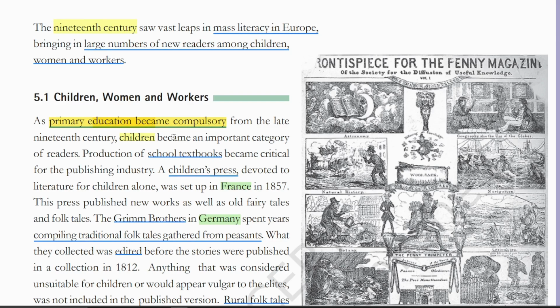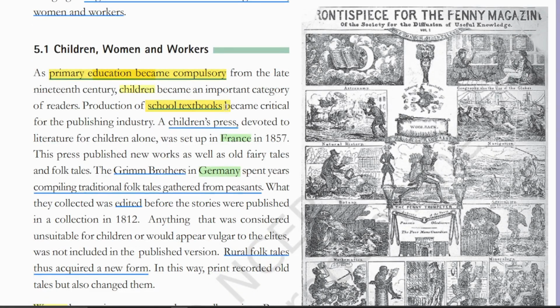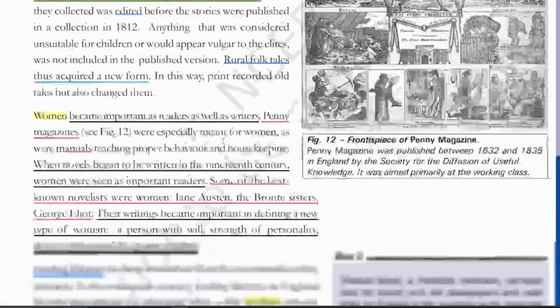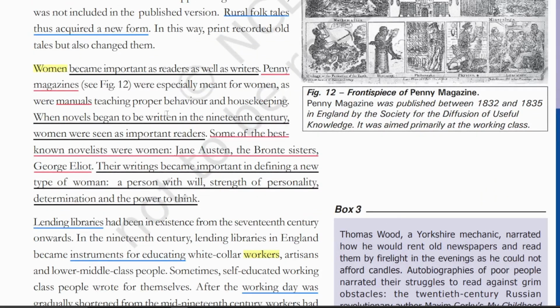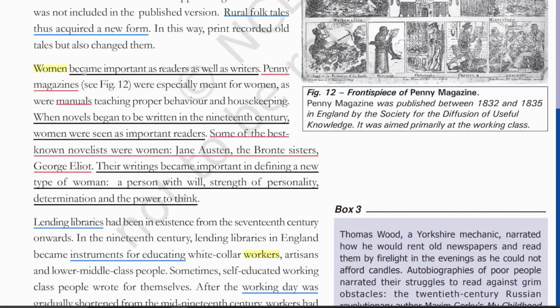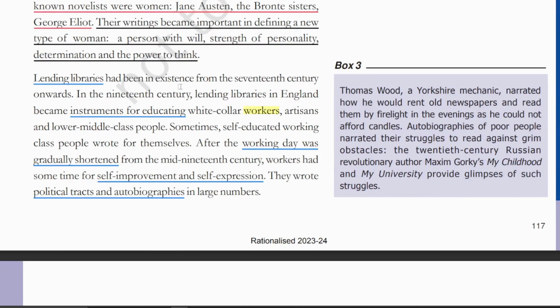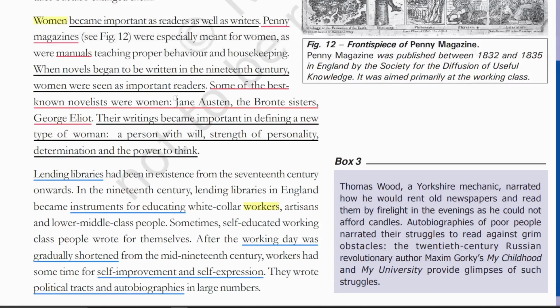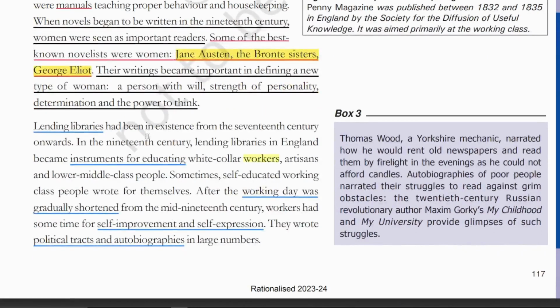So in a way, this is also how print was very essential for the community. This is also very important in Brazil and Germany, and how they made the cheap ones. How rural folk also acquired a new form through print, and how women also became very important readers, writers, and all. You'll have to remember all these names: Jane Austen, the Bronte sisters, George Eliot, right? These are all very important names.